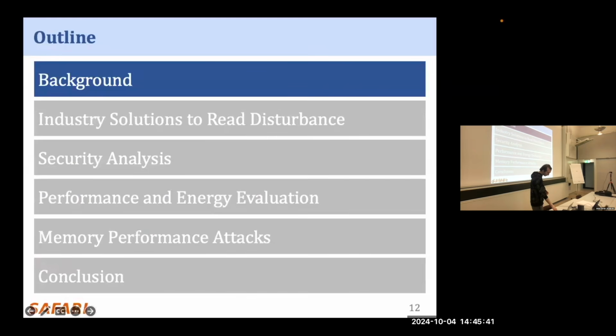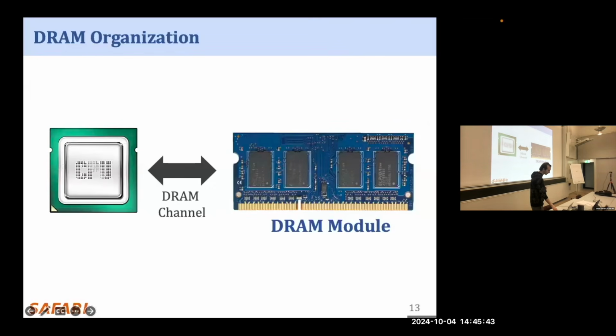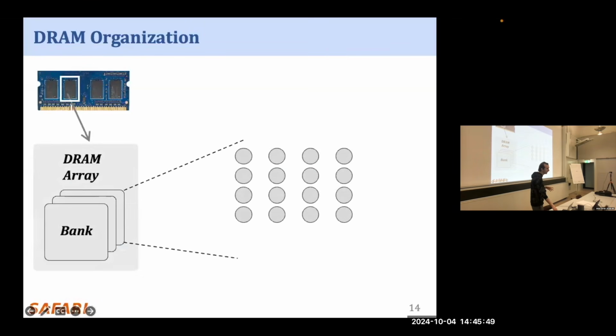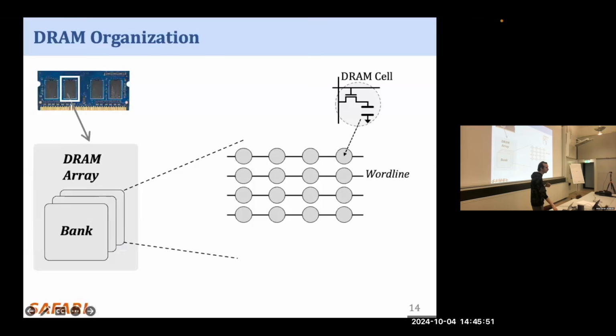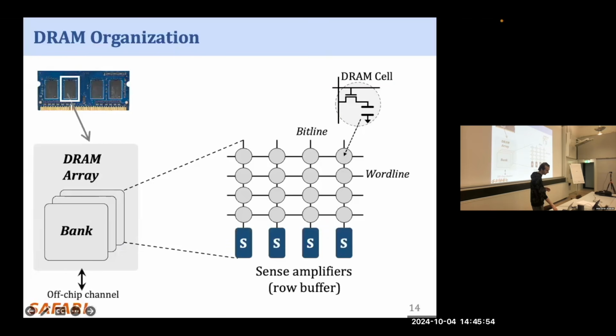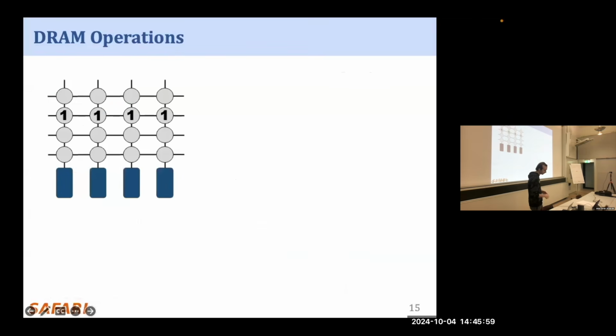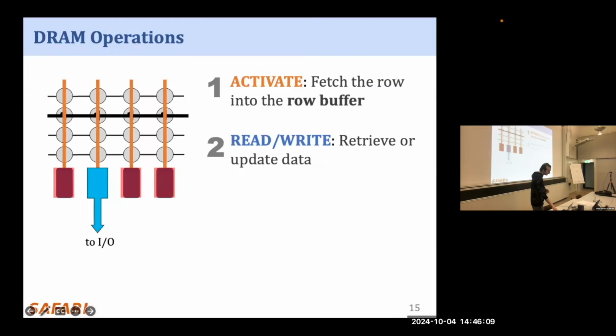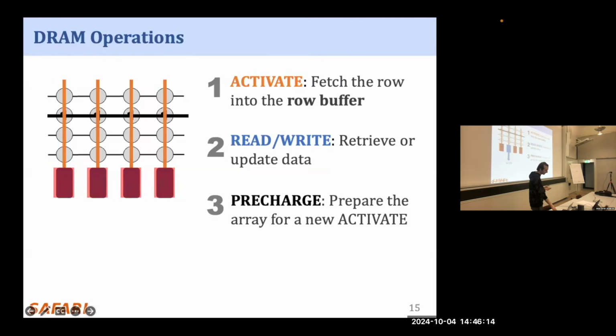So I will go through the background fairly quickly because most of this was mentioned today. As you all know, DRAM modules have chips. In chips, we have DRAM banks. In each bank, we have DRAM cells that contain data. These are connected through word lines as rows horizontally, and they're connected to sense amplifiers vertically with bit lines. To access data in DRAM, we perform three operations. First, we activate a row and bring the data into sense amplifiers. Then we use read and write operations to retrieve or update the data. And then we precharge the row and prepare the DRAM bank for access to other rows.